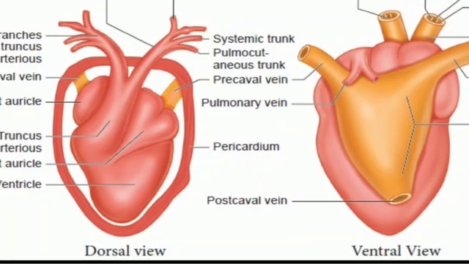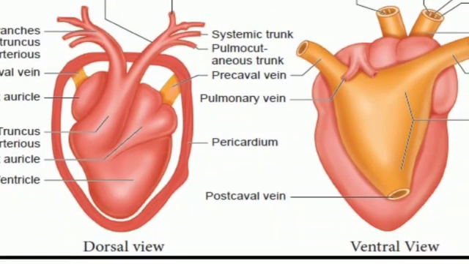In the right side of the dorsal view, systemic trunk, that is systemic arch; pulmonary or pulmocutaneous trunk, which is pulmonary arch; precaval vein is also shown. Then pulmonary vein, which will go to the lungs for oxygenation. This is the only vein which contains oxygenated blood. Then pericardium, the protective layer of heart, is there.